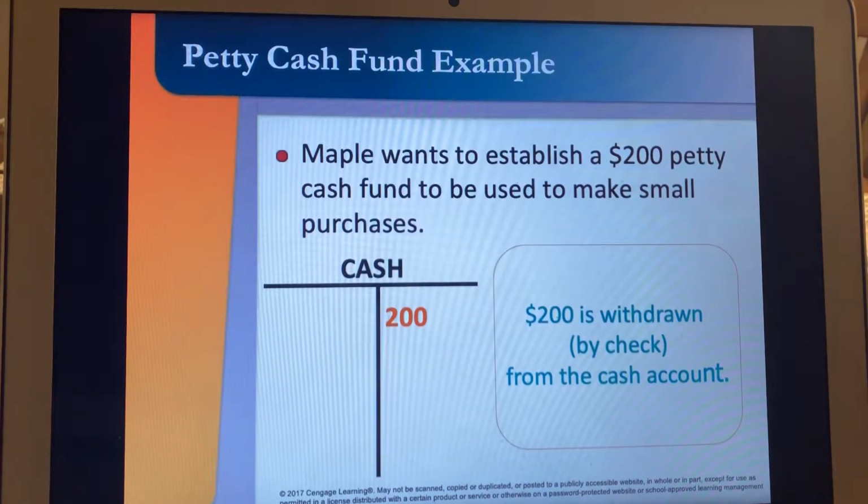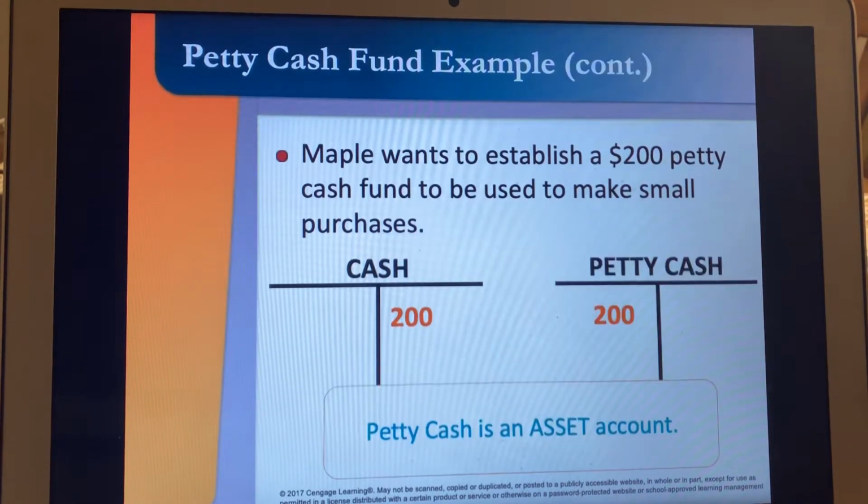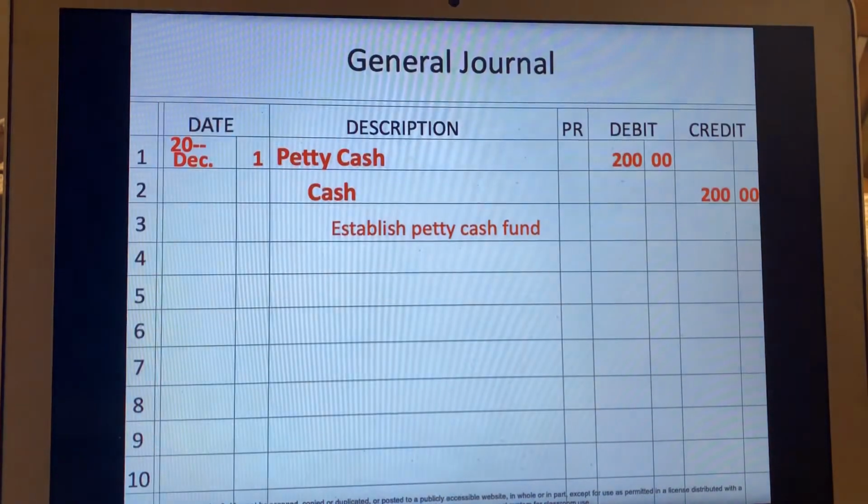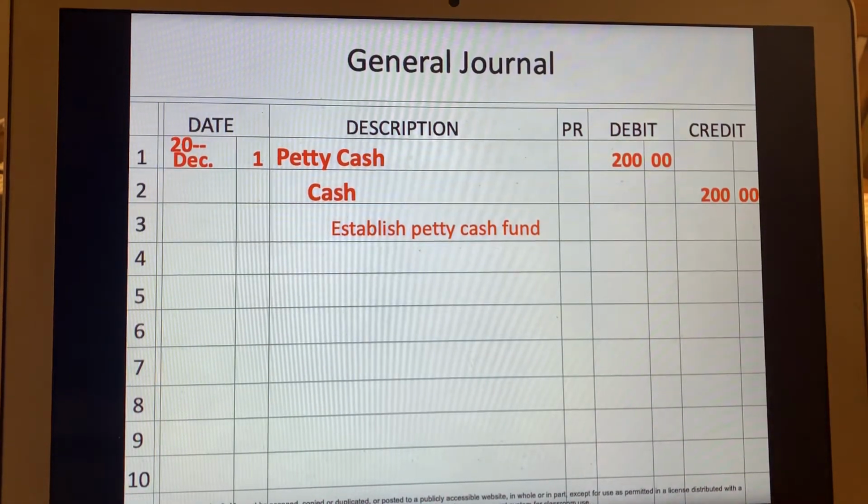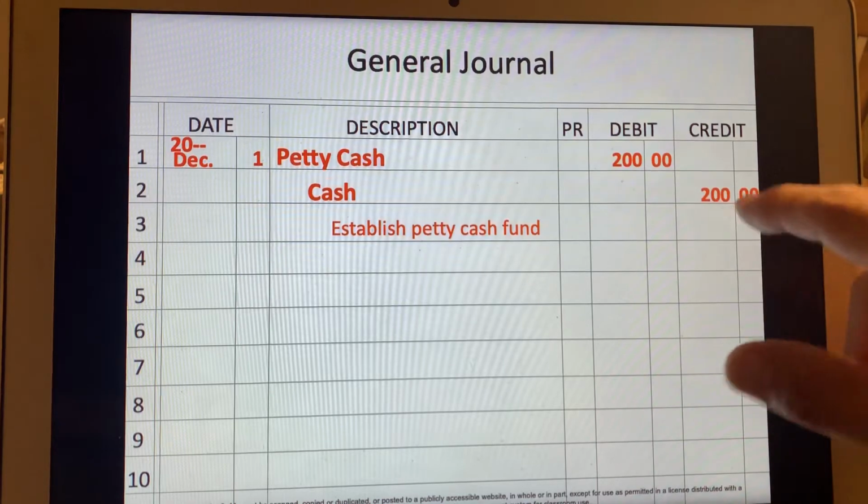Petty cash fund example: Maple wants to establish a $200 petty cash fund to be used to make small purchases. So cash is going to be withdrawn, $200, and we're going to debit $200 in petty cash. So we're moving it from the cash account over to the petty cash account. So here's how we record it: petty cash, debit of $200, and we're crediting cash for $200, so we're moving it from here to there.